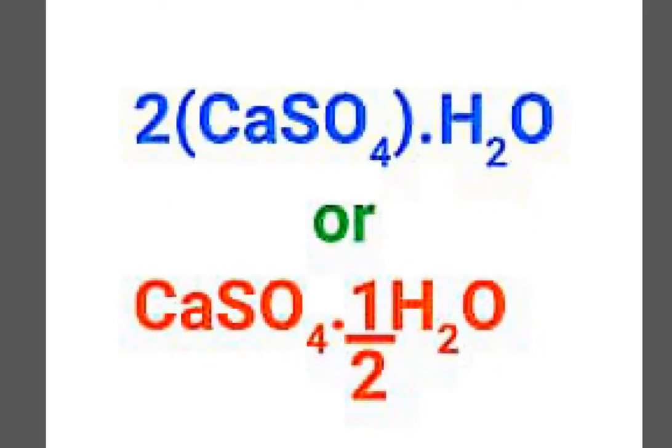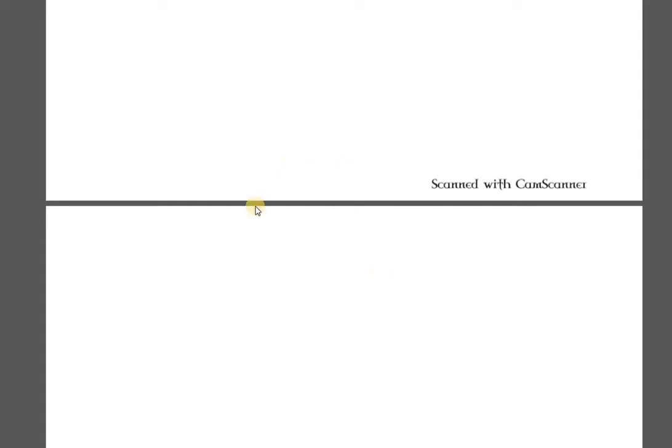Okay, the next slide is showing you the representation. How can we write its chemical formula? It can either be written as 2CaSO4.H2O, or you can write it as CaSO4.½H2O. As such, there is no concept of the presence of half a water molecule, but for writing it as a whole number, we take it as 2CaSO4.H2O. So either you write the first representative formula, or you can write the second one. Both will be considered correct.